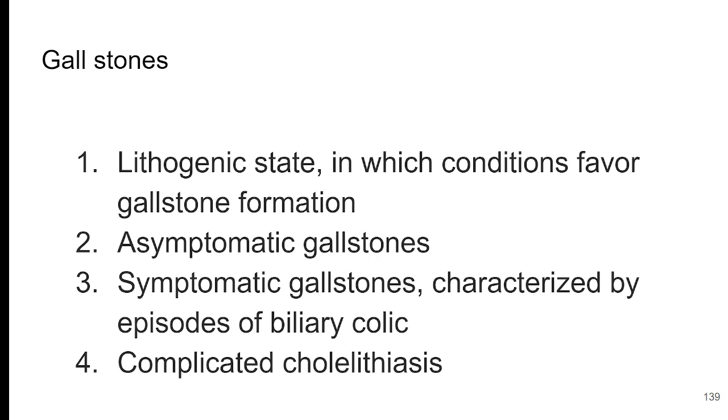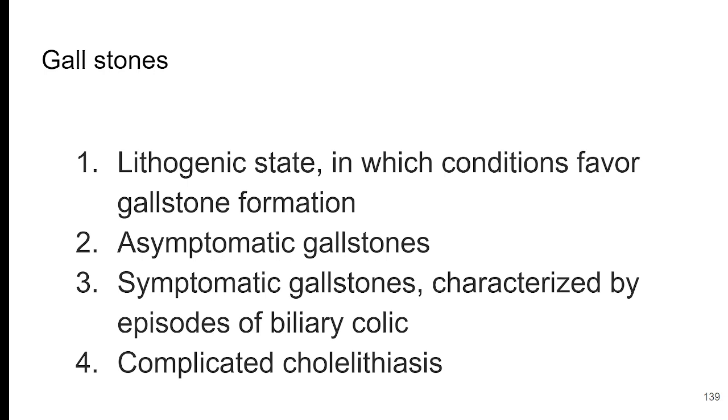The next of the complications, these diseases of the gallbladder, would be gallstones. Now, gallstones, in the present categorization, are categorized into 4 categories. The first is a lithogenic state, where the stone is not formed, but there are more chances of gallstone formation. Conditions which favor gallstones can now be identified, and preventive steps can be taken, and hence that's also considered as one of the phases of gallstones.